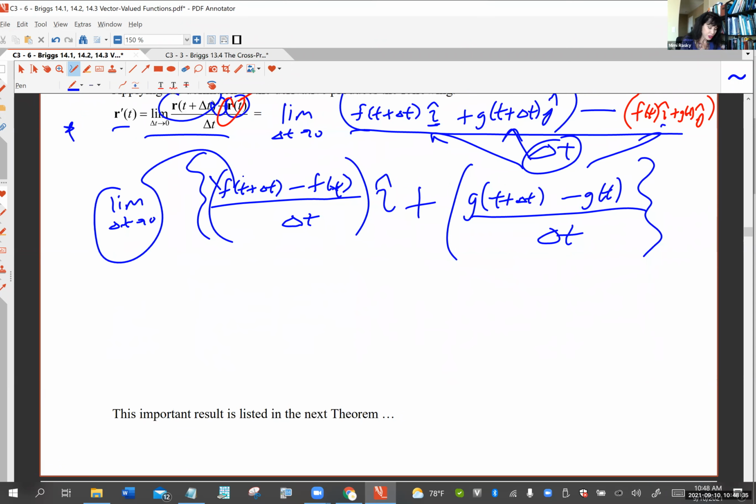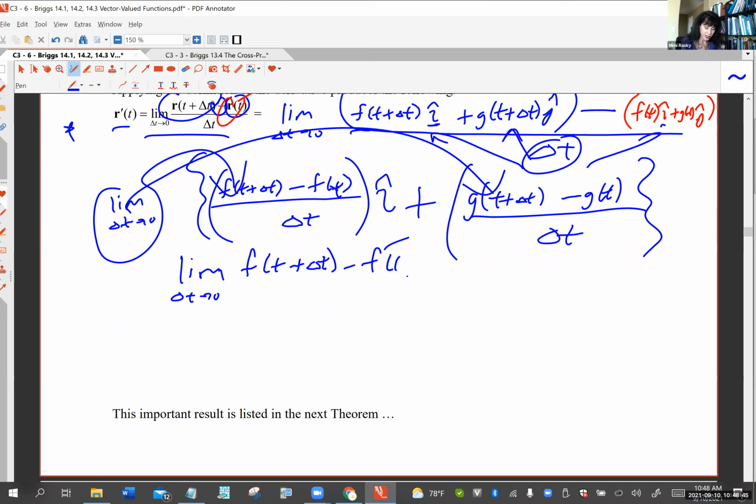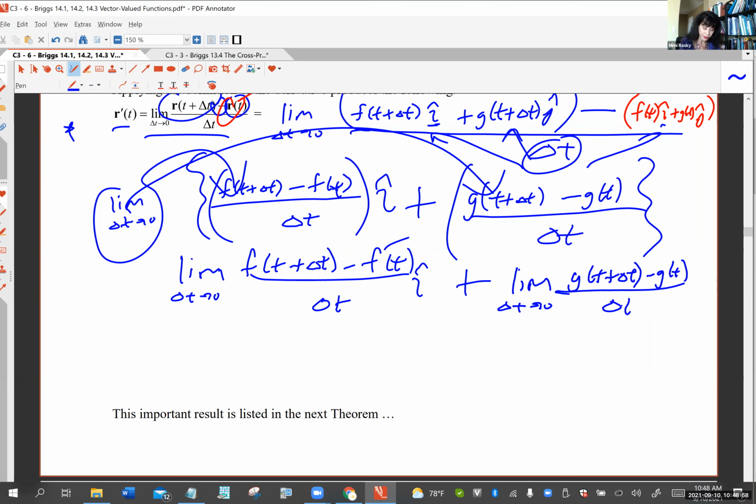And then you're allowed to distribute the limit over a sum. That's some property of limits. It's the linearity of limits that says, hey, take the limit of the first component, that's legal, and then add that to, because we just did these limits for vector valued functions, and we were allowed to take it on a component by component basis, totally legal. Then what?